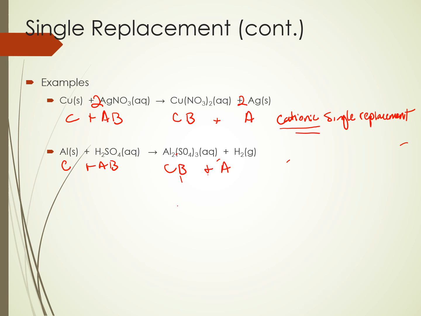So from a balancing standpoint, I need to have a 3 for the sulfuric acid. I need to have a 2 for the aluminum, because again I have 2 aluminums, I have 3 sulfates, so that now balances, and then I have a total of 6 hydrogens, so I'm going to place a 3 for the coefficient of the H2, and that now gives me a balanced equation.